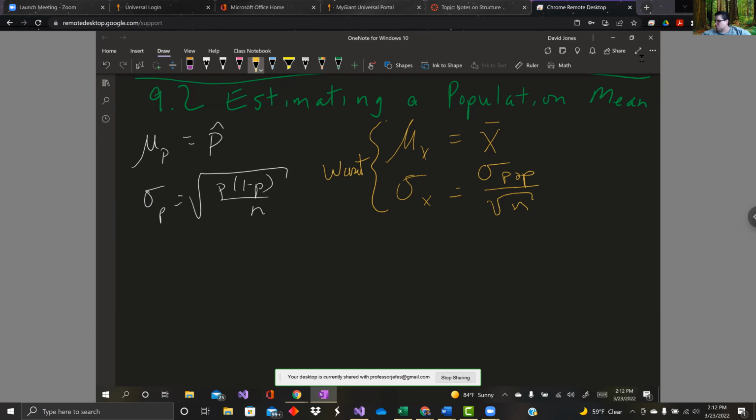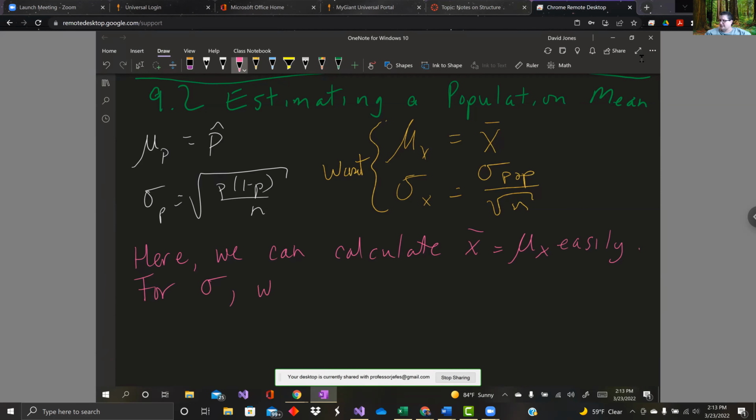When we did proportions, we had everything we wanted. We were able to find a point estimate and we knew the sample. Here, we know we can calculate the sample mean, x bar, pretty easy. For standard deviation, we need the standard deviation of the population.